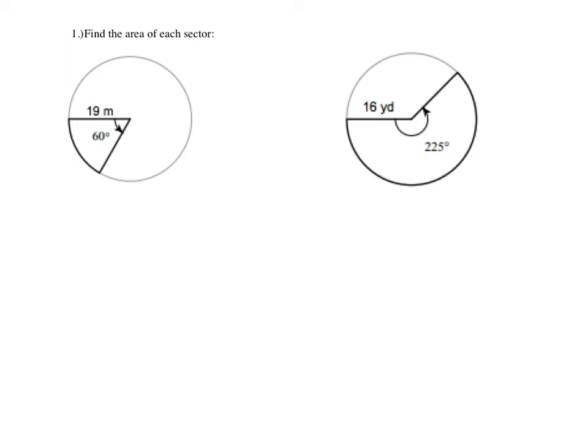So we're going to take our formula, which is arc measure over 360, and we're going to multiply that by the area of the circle, which is pi r squared. In this problem, we're given both the radius and the arc measure. So we have 60 over 360 multiplied by pi r squared, and our radius is 19. When I square that, I get 361. When I reduce my fraction, 60 over 360, I can reduce the zeros and then divide, and I get 1/6.